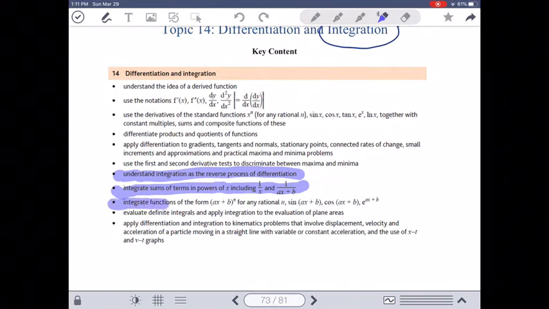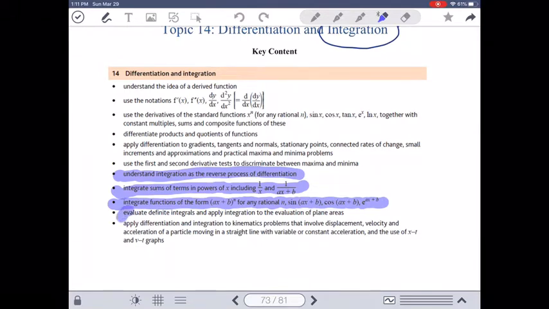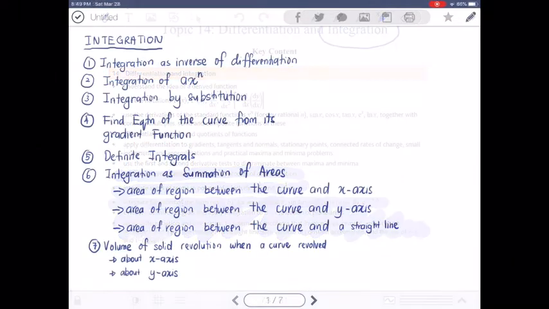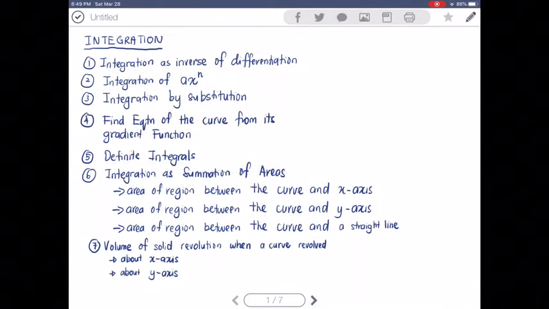And then we need to know how to integrate functions in the form of (ax + b) to the power of n for any rational n, sin(ax + b), cos(ax + b), e to the power of ax plus b, and also all this down here. So you need to know what you need to study in this chapter. I'm going to talk about seven major subtopics for this chapter.